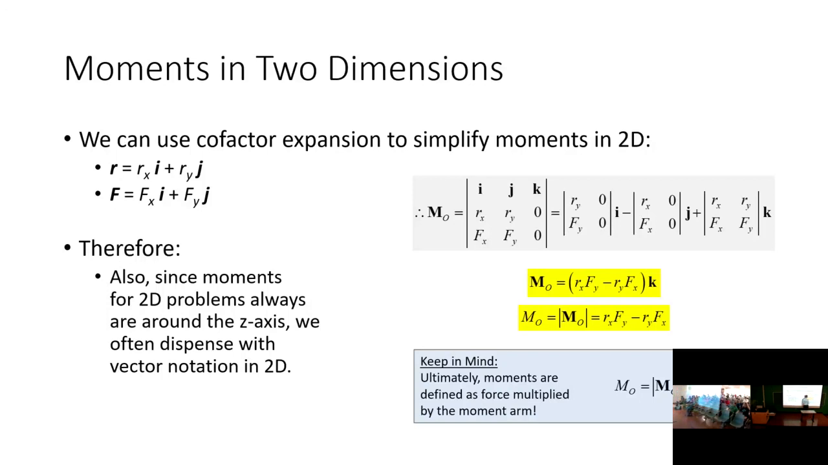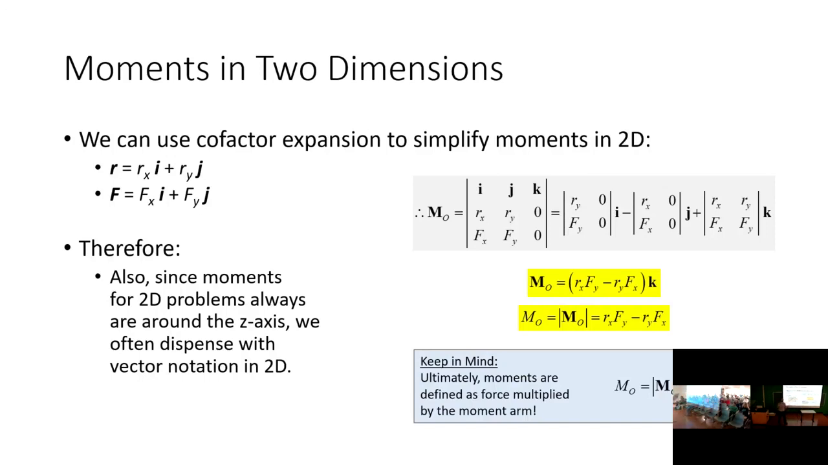What happens when I compute this determinant? I get this times this, which is 0, minus this times this, which is 0. Okay, that's 0. What about this? This times this, which is 0, that times that, which is 0. All this cancels too. In fact, the only term that's left over is the z-axis. That's the only term that's left over. Okay? So, in fact, I can develop a very plug-and-chug expression for moments in two dimensions as follows. I can just say Rx Fy minus Ry Fx times k.